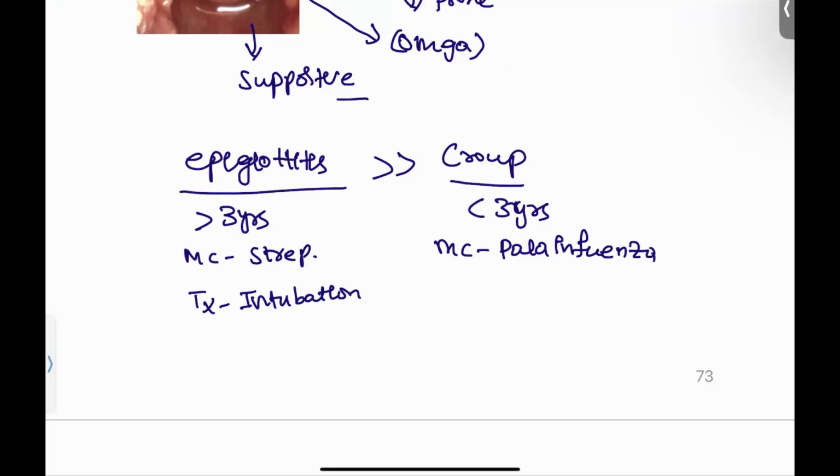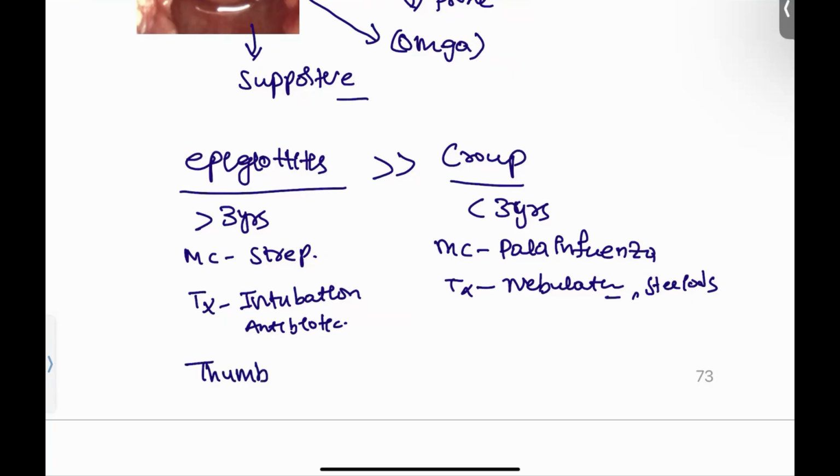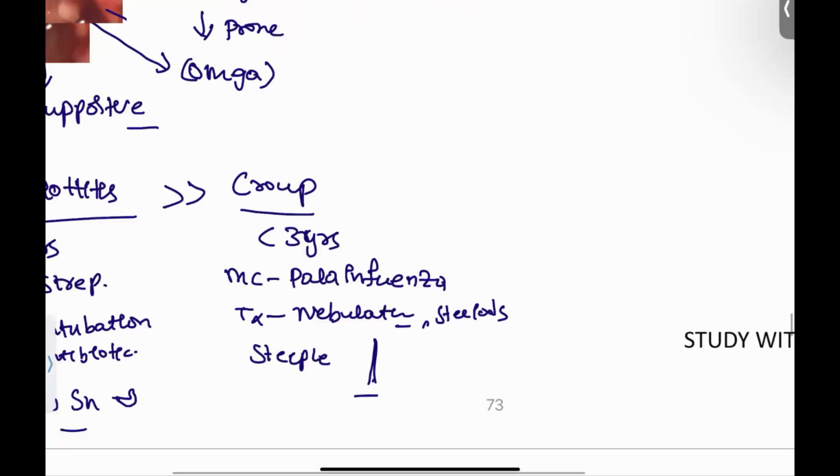And for this patient, the treatment will be nebulization. Okay, like epinephrine nebulization can be given. Along with that, steroids should be given for this patient and antibiotics for this patient. What are the specific features that are seen? So the thumb sign is seen in the epiglottitis patient and the steeple sign is seen in the croup patient. Okay, these are the differences between epiglottitis and croup.